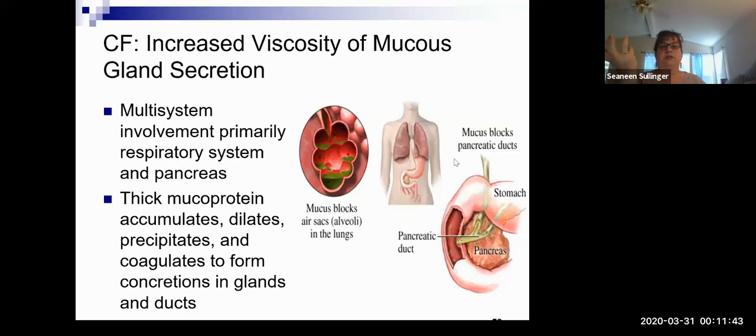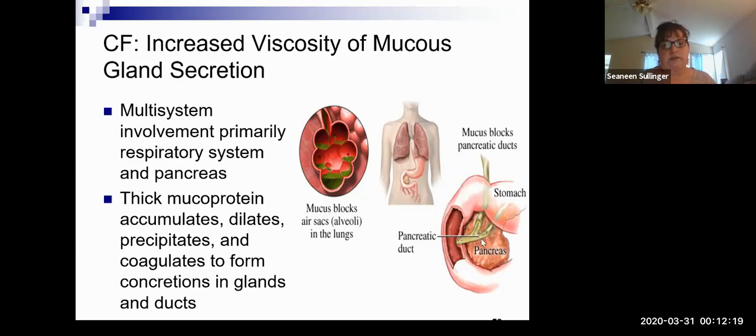So you get an increased thickness. Viscosity is like thickness of the mucus in the gland secretion. And it's not just the lungs where you have the secretions, but you also are having pancreas issues, and that leads to digestive and nutritional problems. So the mucoprotein, this thick mucus, tends to form in the gland. So you've got the pancreas, right? And if it blocks the pancreas, what is the pancreas?